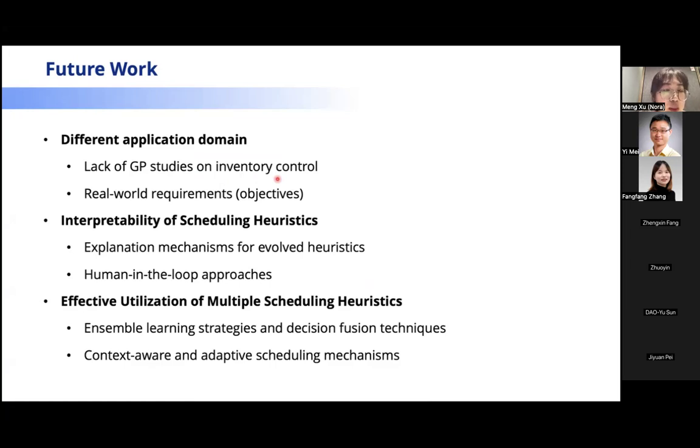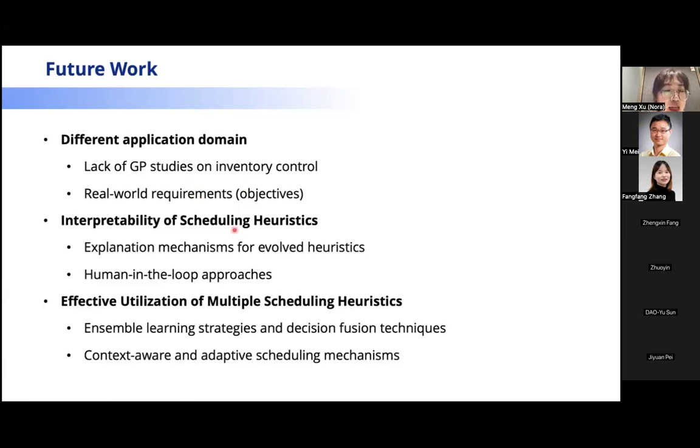And also different from job shop scheduling, as I mentioned, GP is used to learn policies that directly calculate the quantities. So in this case, maybe we can propose some other strategies to improve its performance, because the search space actually is very big. And also we need to consider other real-world requirements. Currently, most studies focus more on time-related objectives like makespan, flow time or tardiness. But in real-world applications, actually cost is very important.